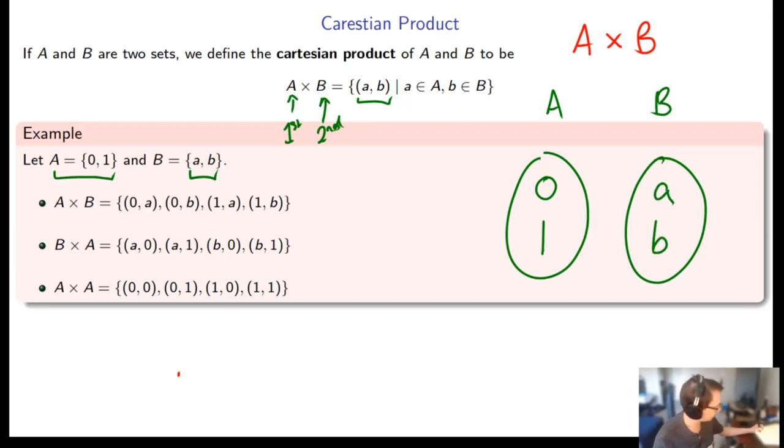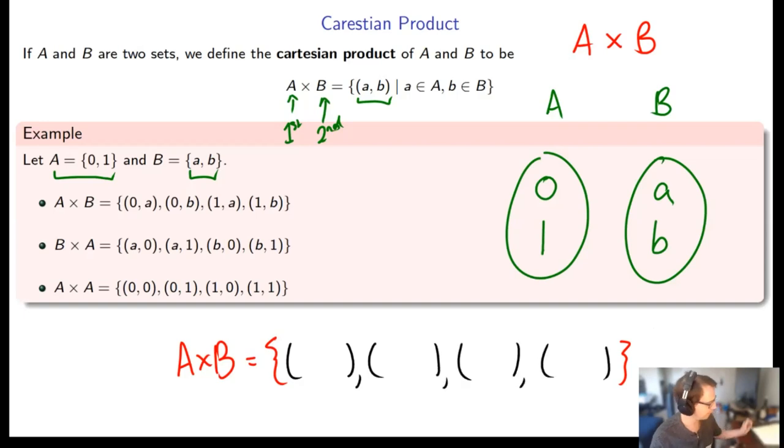Okay, and I want to create the cross product of A cross B. So what I'm going to get is a set of things, and specifically, a set of pairs. I'm going to get pairs where the first element comes from the set A, and the second element comes from the set B. And it's going to be all possible combinations.